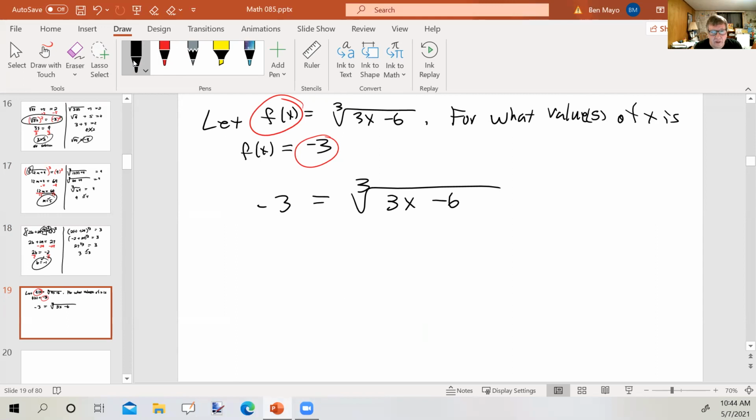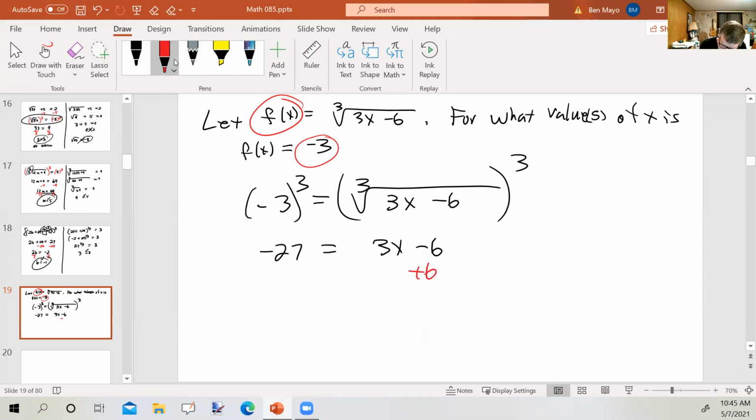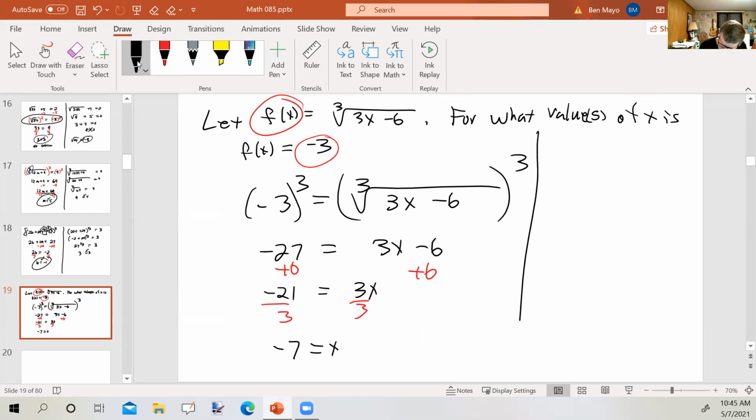We have an isolated radical. It's a cube root, so we'll cube both sides. -3 cubed is -27. The cube root of 3x minus 6 cubed is 3x minus 6. Going on and solving for x, we'll add 6 to both sides of the equation. -21 equals 3x. Divide both sides by 3. -7 equals x. And let's check our work.